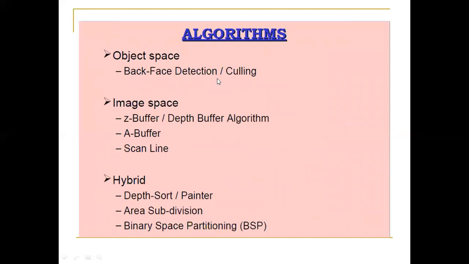Now moving on to the visible surface detection algorithms. They are basically classified into categories. We have the object space algorithm, under which we have the backface detection method. The backface detection algorithm is an example of an object space method. Next we have the image space method, under which we have three types of algorithms.